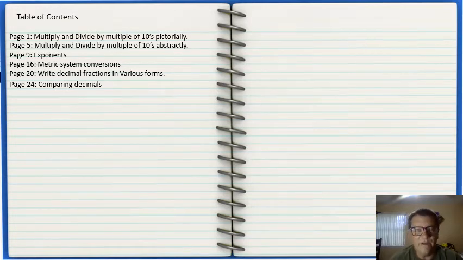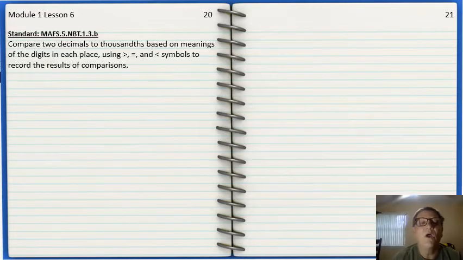And you're making the table of contents so that you can find your stuff for when you're doing quizzes and tests. Okay? All right. So Mod 1, Lesson 6. We have a new standard. It's MAS 5 MBT 13B. Compare two decimals to thousands based on meanings of the digits in each place value, and we're going to use the greater than, equal to, or less than symbols to record results and comparisons. Now you can write that down in your notes if you want. If you don't, you don't have to.